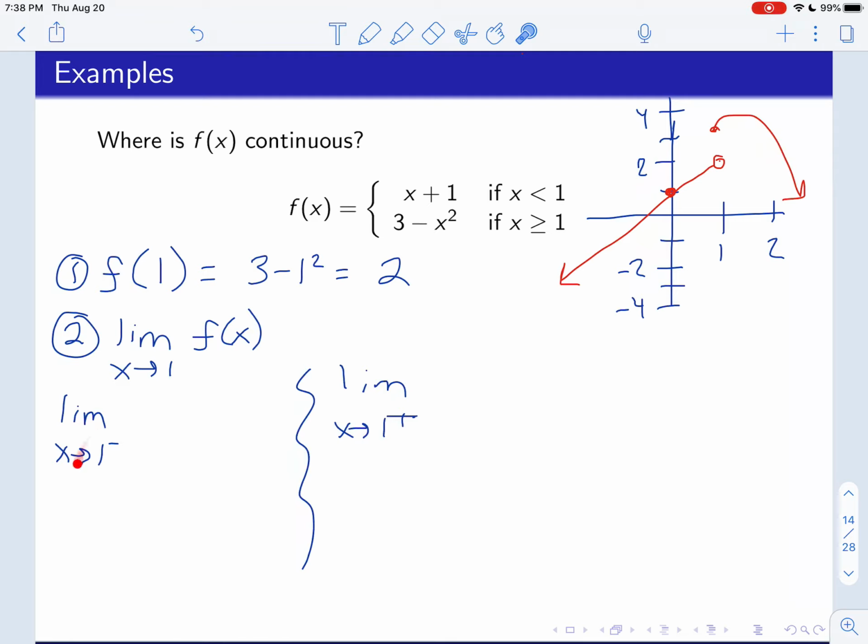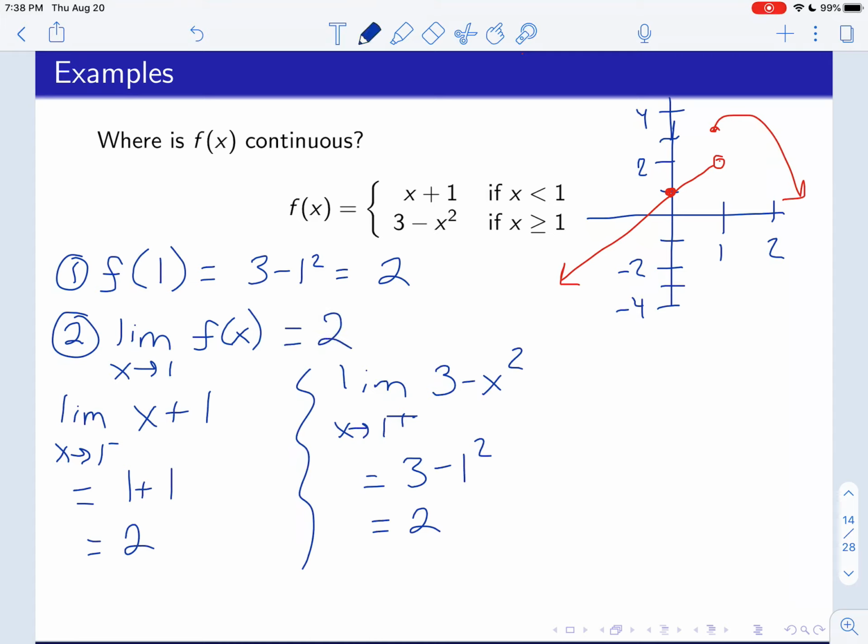If I'm doing 1 from the left, that means I have to be looking at numbers that are smaller than 1. So I'm going to use the equation x plus 1. That's just 1 plus 1, and that's 2. If I'm going to look at the limit as x approaches 1 from the right, then I'm going to use the other equation, 3 minus x squared. That's 3 minus 1 squared, which is also 2. So since they're both the same number, both 2, I can conclude that the limit I originally asked about is also 2.